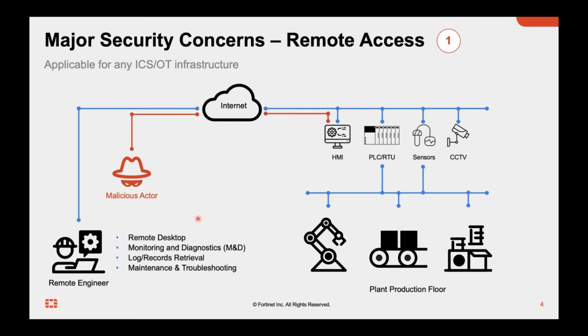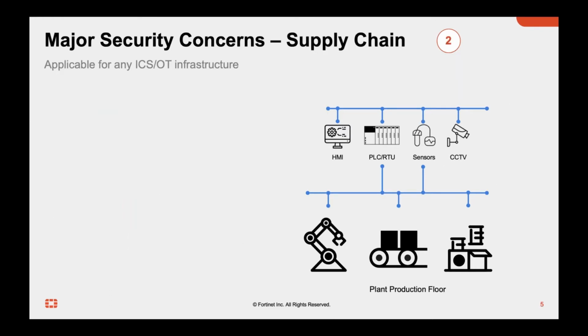Now, what happens in this? The malicious actor could exploit that and gain access to the systems and can potentially cause damage to this environment on the plant or production floor. There are ways to protect against that, and it requires multiple security controls, and we are going to explore that in the next few slides.